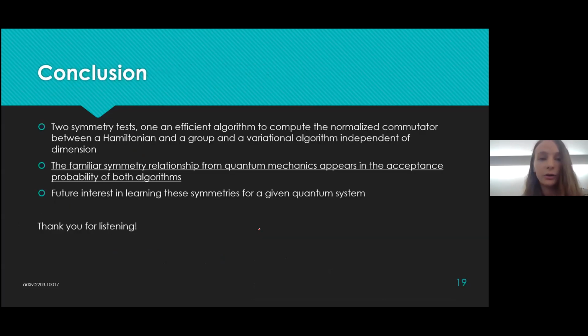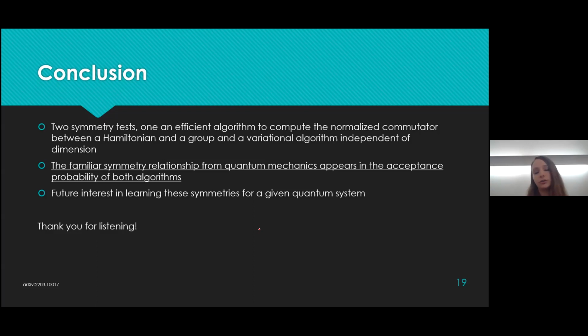We've related it to a quantum variational algorithm. And now I get to give you my going away point, which is essentially that we have developed two symmetry tests, one of which is an efficient algorithm to compute the normalized commutator between a Hamiltonian and a group. Another uses a variational algorithm that is independent of dimension. But the big takeaway message I want you to have on our work is that for both of these algorithms, the familiar symmetry relationship from quantum mechanics appears in the acceptance probability of both algorithms.